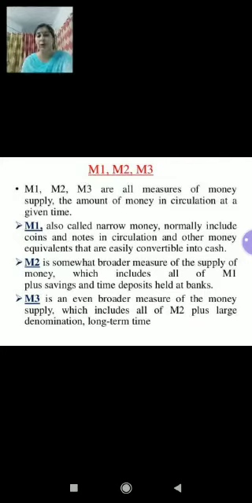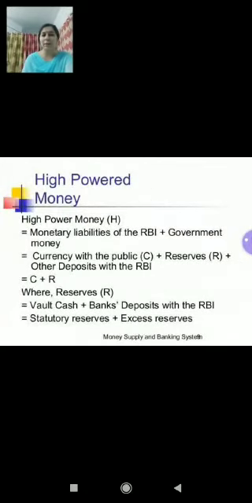M3 is an even broader measure of money supply which includes all the values of M2 plus large denominations like long-term finances and long-term time payments, right? Now children, we will be coming to the next important topic related to money supply, that is high-powered money, about which we have discussed right now, and it is denoted by M0.